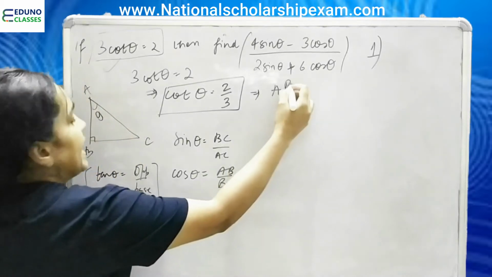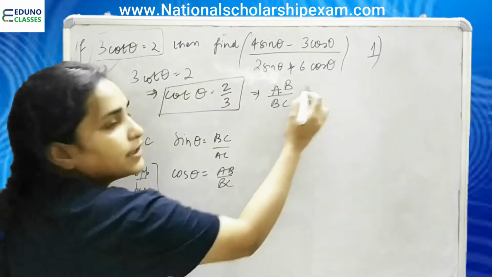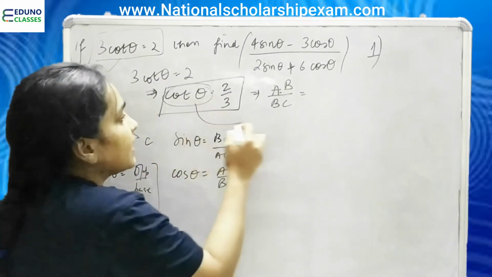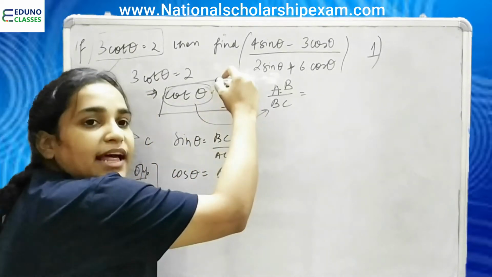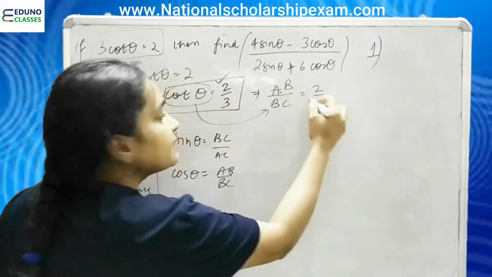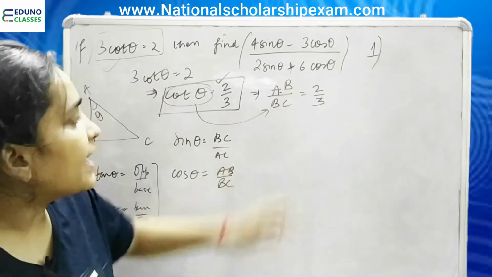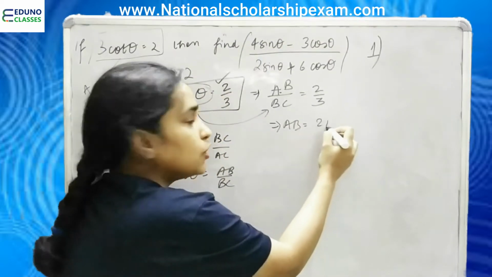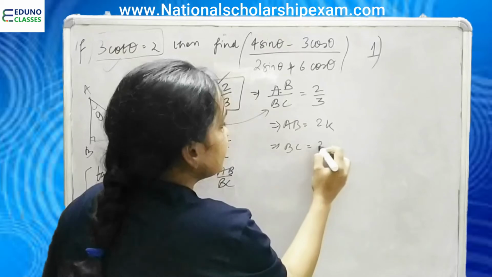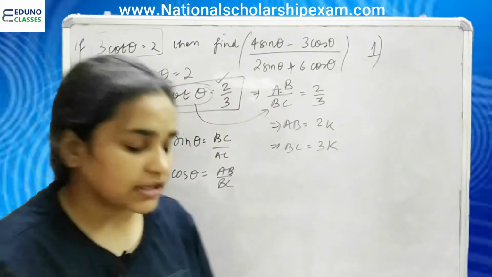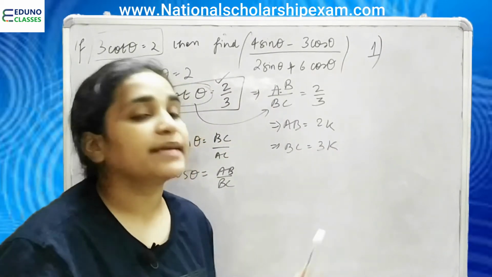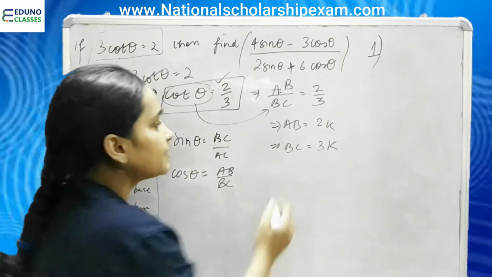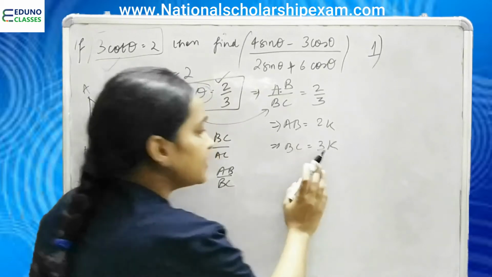So, cot theta is base upon opposite. That means AB upon BC, this is cot theta, right? And the value is given to us as 2 by 3. Fine. And I have told you the real values: AB is 2k and BC is 3k. I would suggest you keep your copy and pen with you and keep writing what I am saying. It will be easier for you. Fine. AB is 2k, BC is 3k.